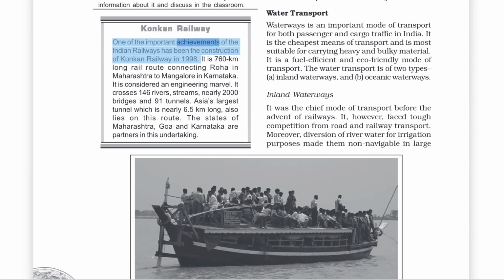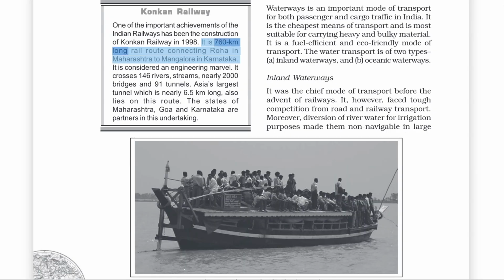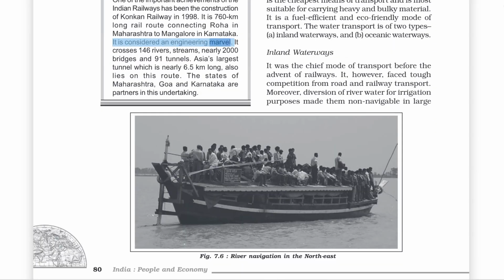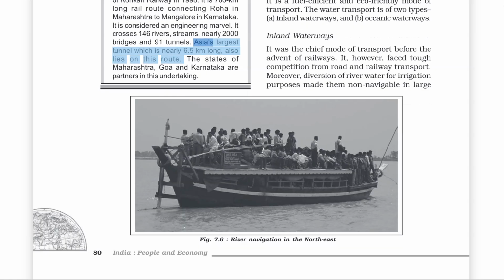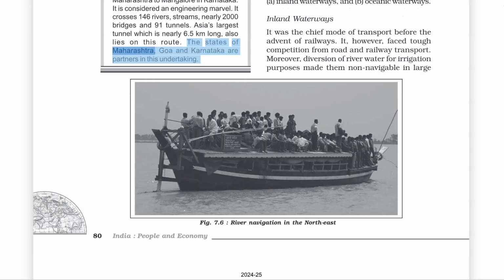One of the important achievements of the Indian Railways has been the construction of Konkan Railway in 1998. It is a 760 kilometers long rail route connecting Roha in Maharashtra to Mangalore in Karnataka. It is considered an engineering marvel. It crosses 146 rivers, streams, nearly 2,000 bridges and 91 tunnels. Asia's largest tunnel, which is nearly 6.5 kilometers long, also lies on this route. The states of Maharashtra, Goa and Karnataka are partners in this undertaking.